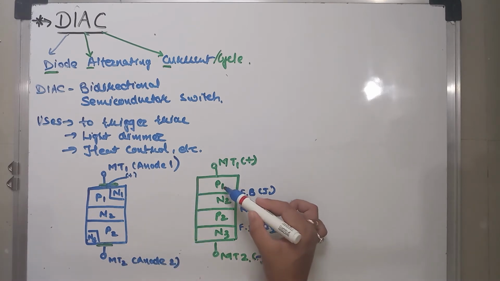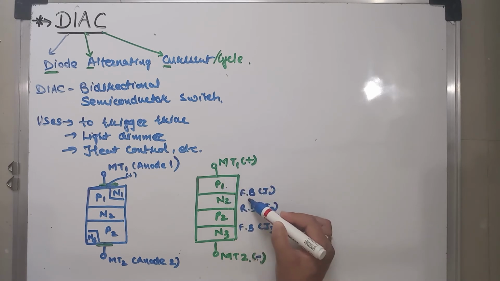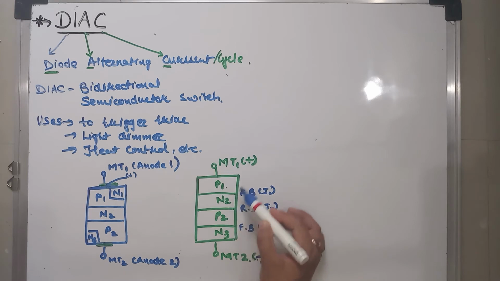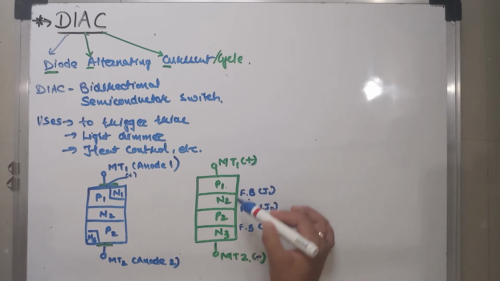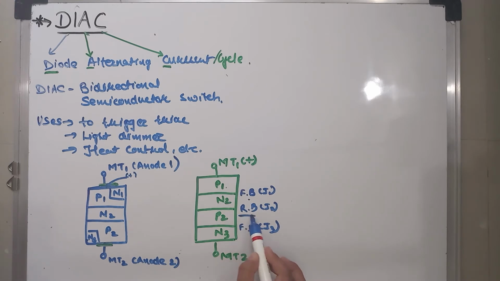Now here P1 is getting a positive, so the P1, N2 junction is forward biased. In the same way, P2 is also getting a positive, so the P2, N3 junction is also forward biased. But the N2 layer is getting a positive, so N2 P2 is reverse biased, and due to this reverse biased junction, your diode is still in the off mode, which means it doesn't conduct.